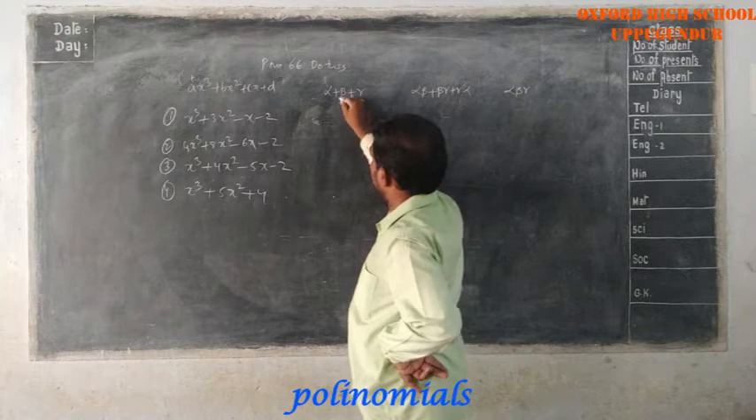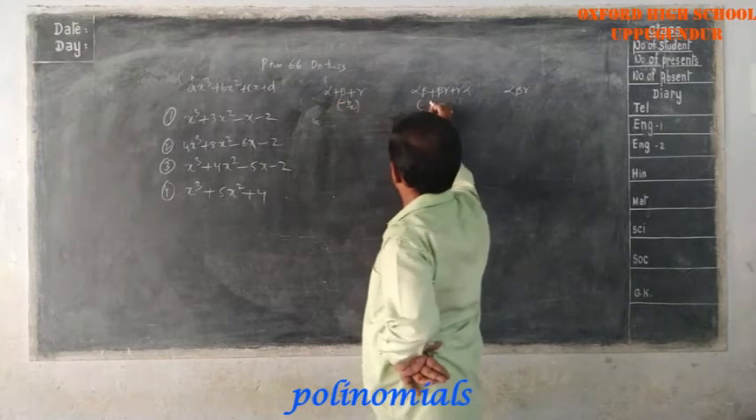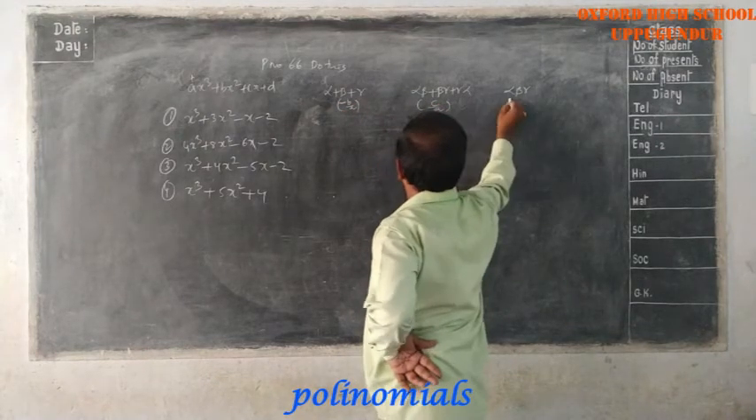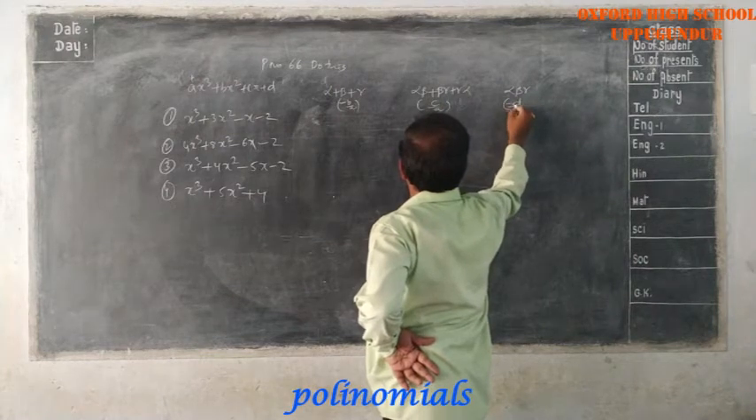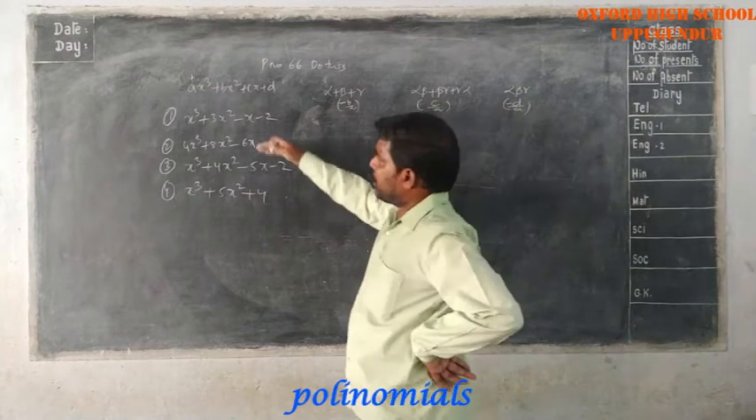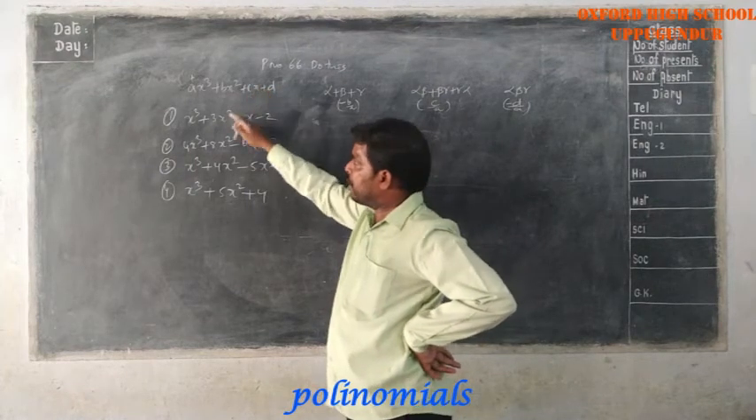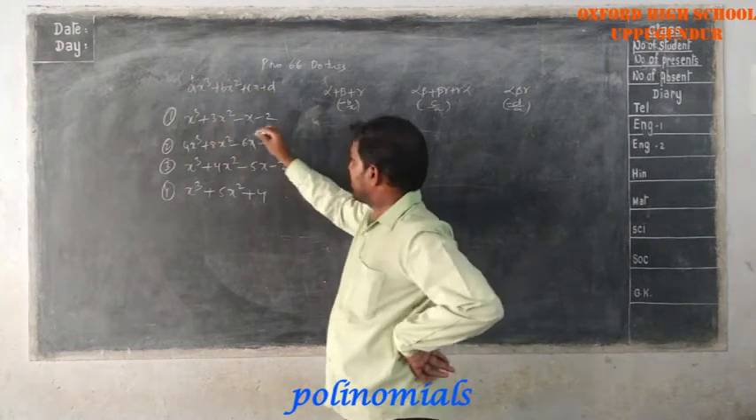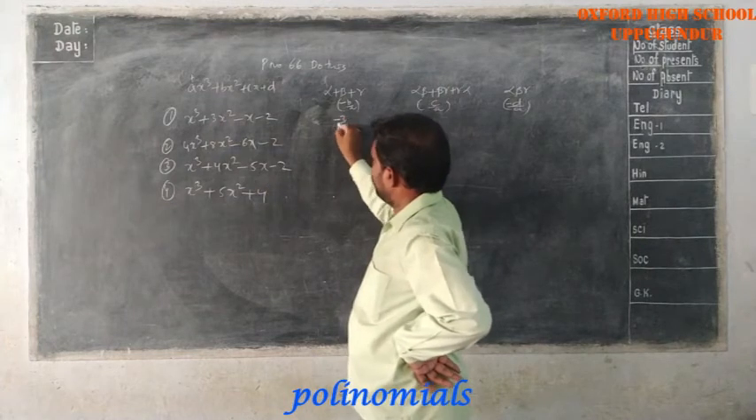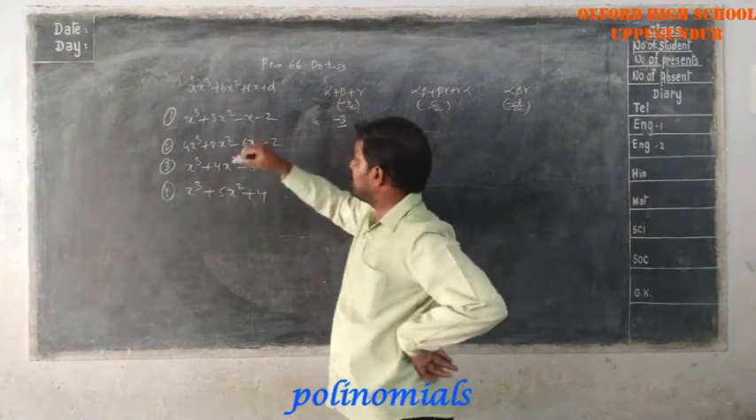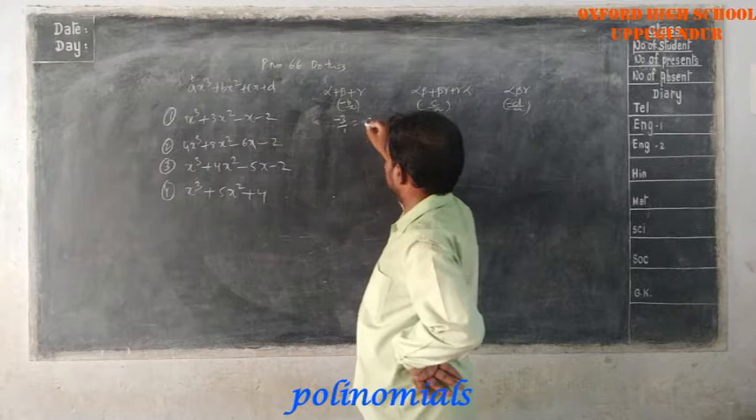Minus b by a is the formula. Here what is the formula? c by a. Here the formula is minus b by a. Comparing these values with the general form of a cubic polynomial, here b value is 3, minus 3 by a value is 1, minus 3 by 1, you will get minus 3.